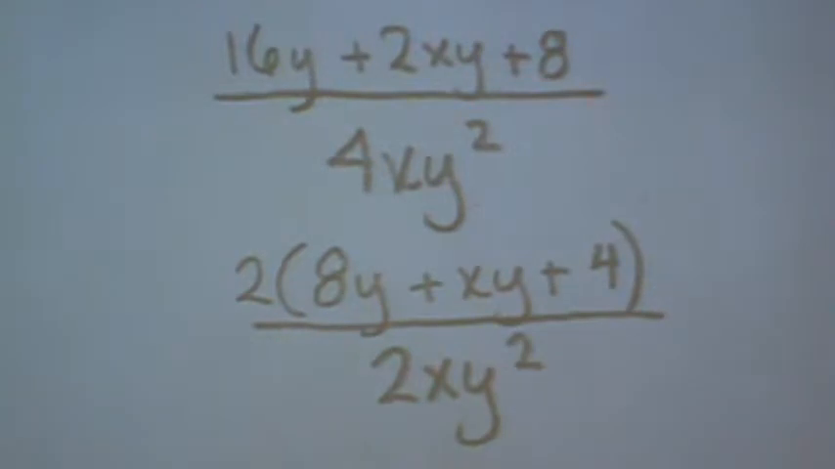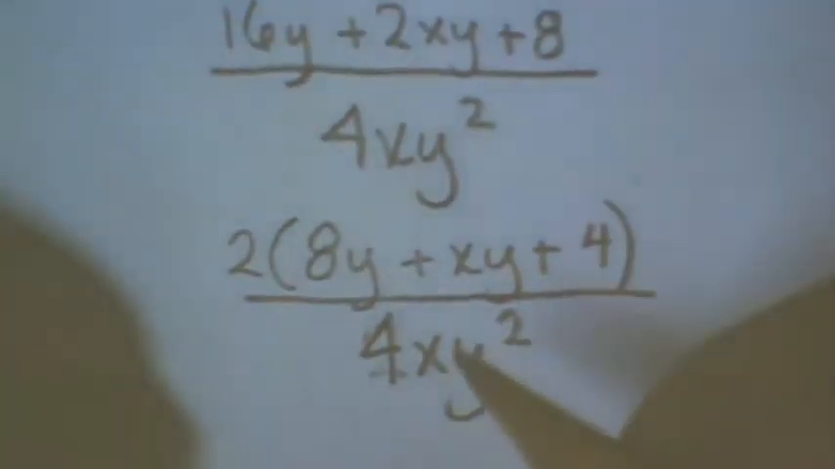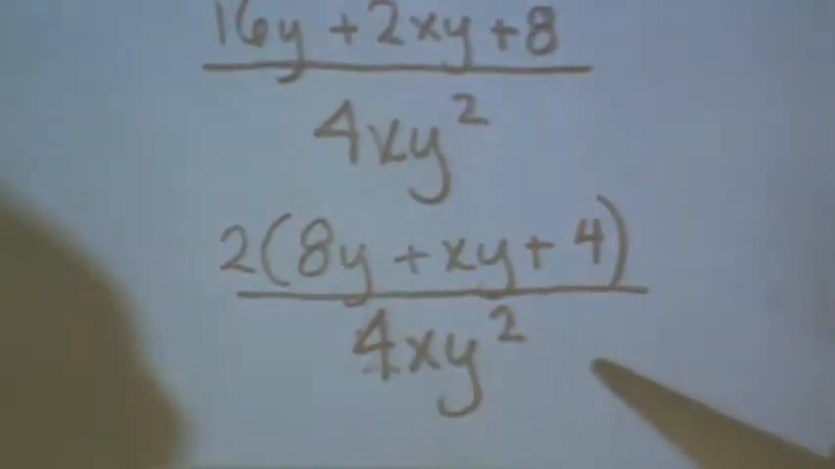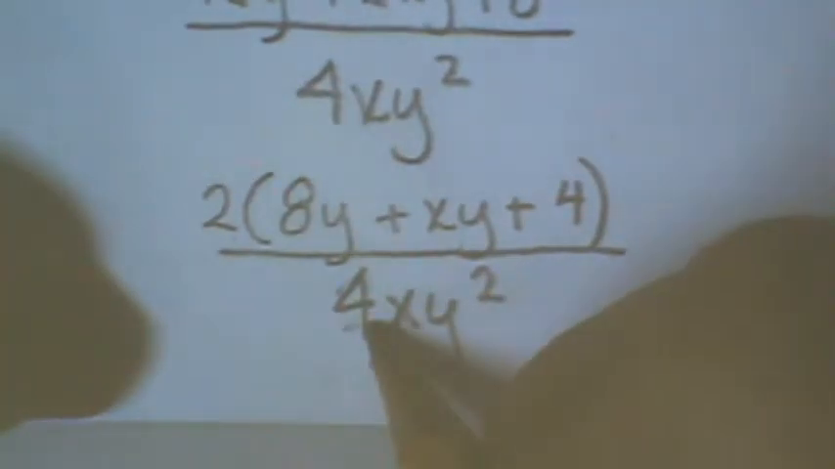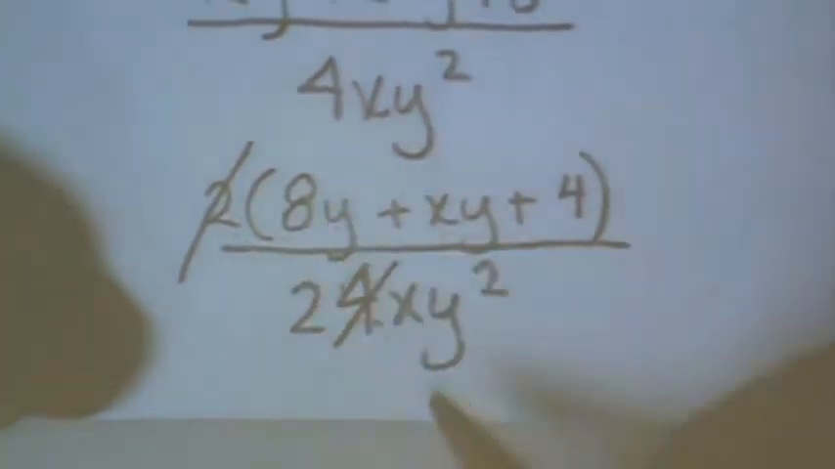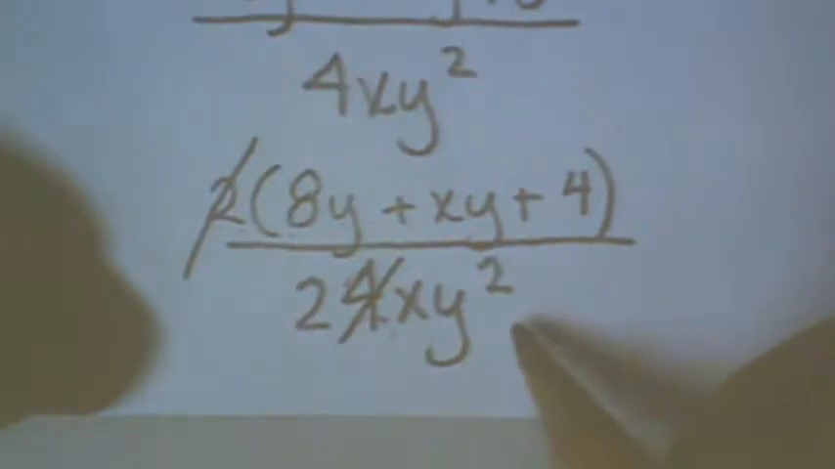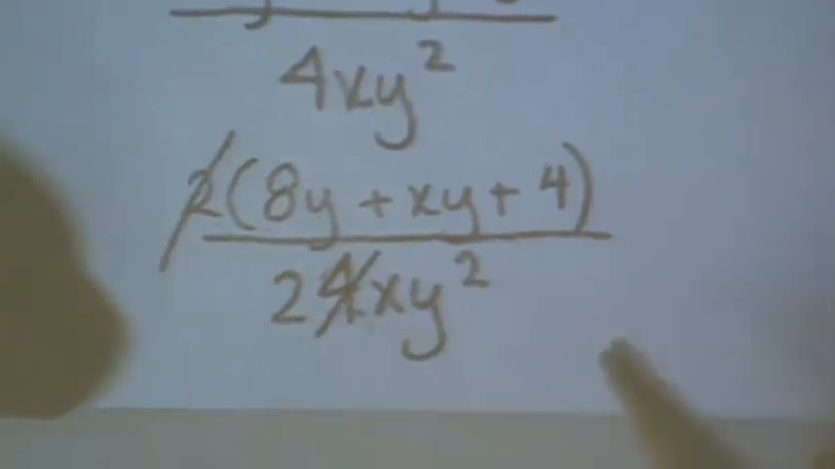I think this is one of the harder ones. So if you're feeling a little, whoops, sorry, I'm ahead of myself. Okay, so now what cancels? What cancels? 2 into 4 goes how many times? So that is your answer. It is 8y plus xy plus 4 over 2xy squared.